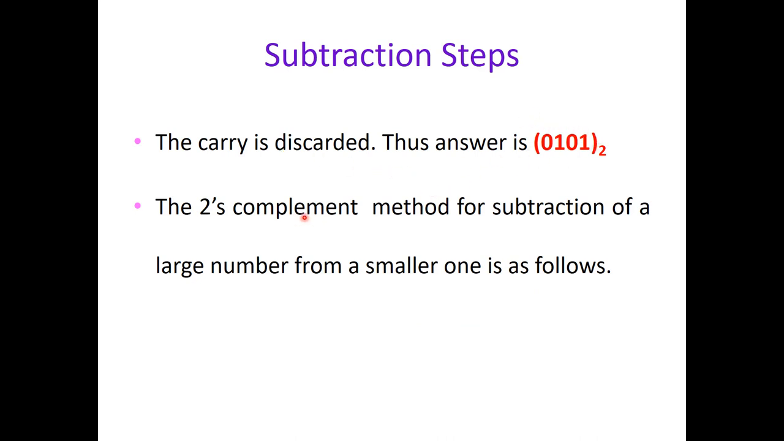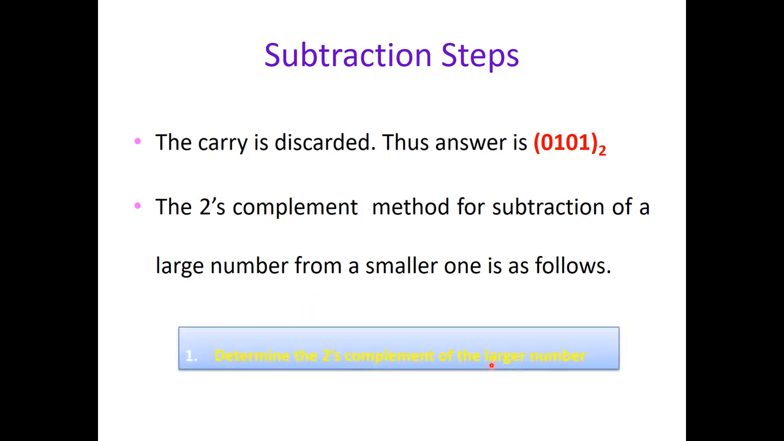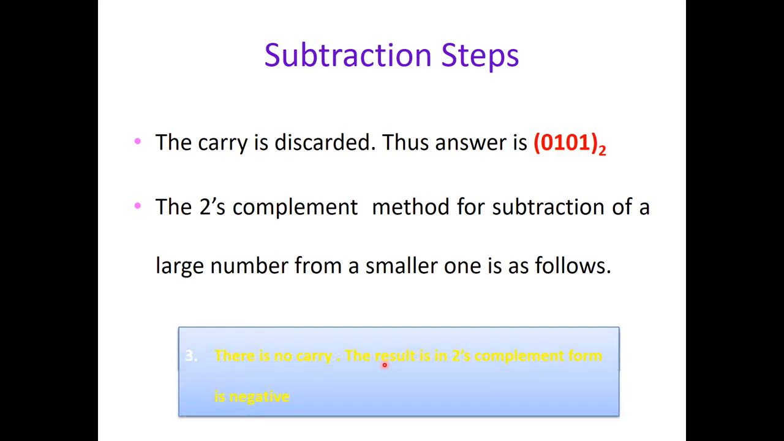So the twos complement method for case 2 will be something like that. You determine the twos complement of the larger number first, then you add the twos complement to the smaller number, and then there is no carry. The result is in twos complement form and is negative. So you need to take the twos complement again.